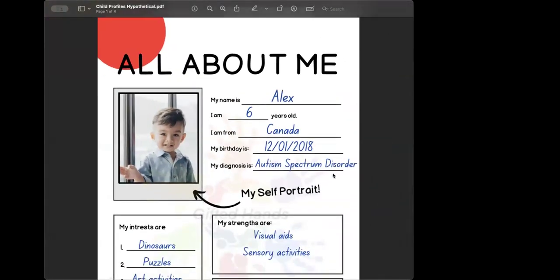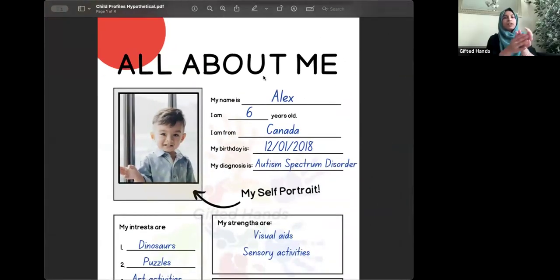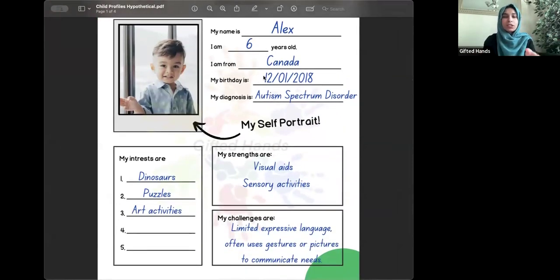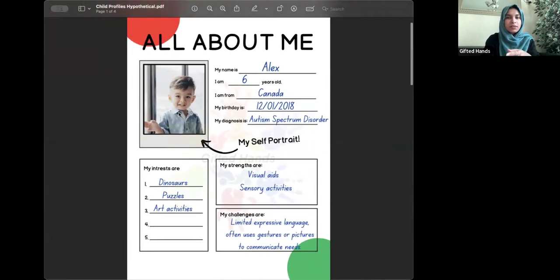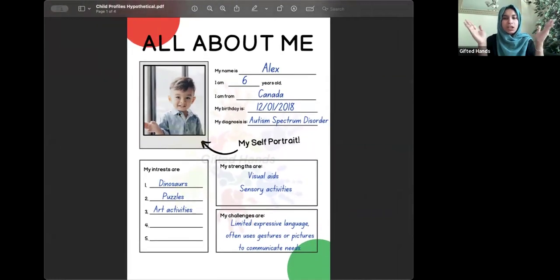So we have Alex in room number 1. Our hypothetical child was Alex, and he's 6 years old from Canada. He has autism. He loves dinosaurs, puzzles, art activities. Strengths are visual aids, sensory activities. Challenges are limited expressive language; he uses gestures or pictures to communicate needs. So, what is the sample routine and positive reinforcement plan room number 1 has decided for Alex? Someone from room number 1, please share.